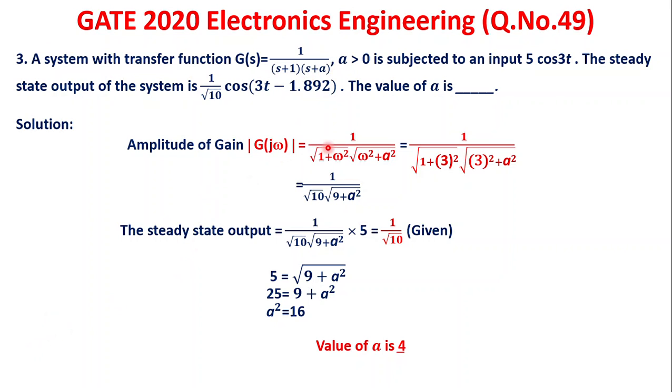That's all. We can even cross check the angle. Phase shift we can find out: minus tan inverse of omega minus tan inverse of omega by a. So you can substitute a and keep the calculator in radians mode. You will definitely get this minus 1.892. So that is left to the learners as an exercise to cross check.